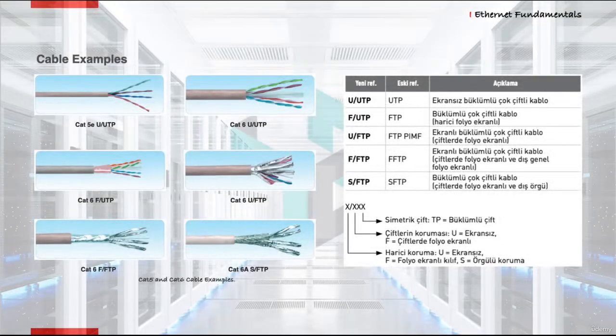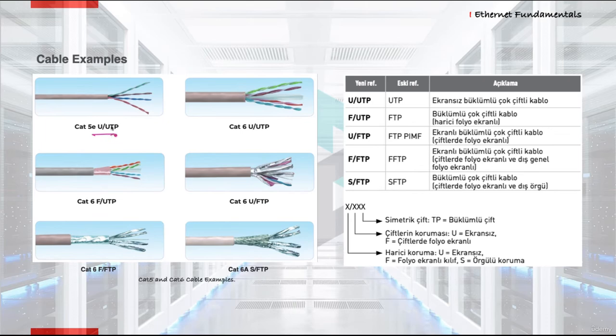Now here we have examples of cables, let's take a look at them. Here we have Cat5 cable, Cat5E U/UTP. UTP means multi-pair twisted cable without a screen, that is, as you can see, there is nothing inside the cable, there are only cable wires. We have 4 pairs: blue and white, orange and white, green and white, brown and white, and this cable is 0.5 mm.